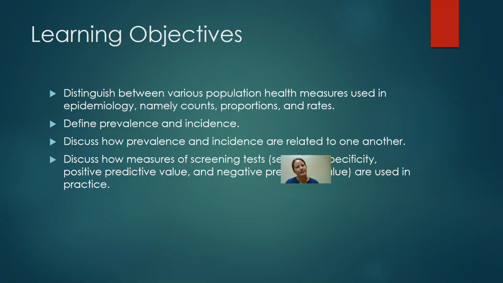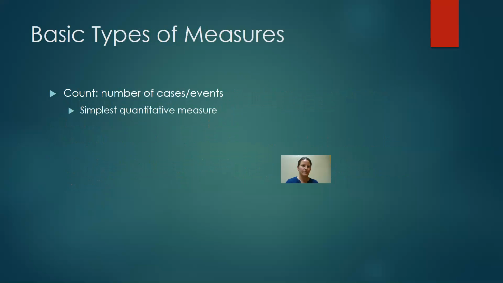And finally, at the end of this module, you should be able to discuss how different measures relating to screening tests, specifically sensitivity, specificity, and positive and negative predictive values, are used in practice. So let's start with the basic types of measures.